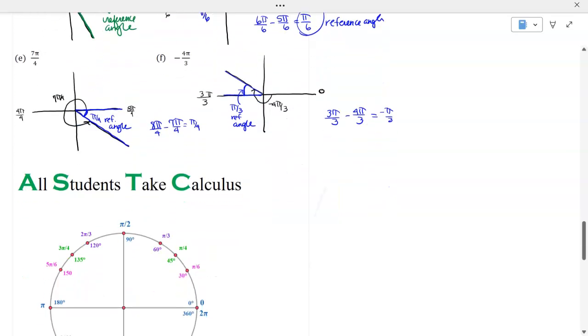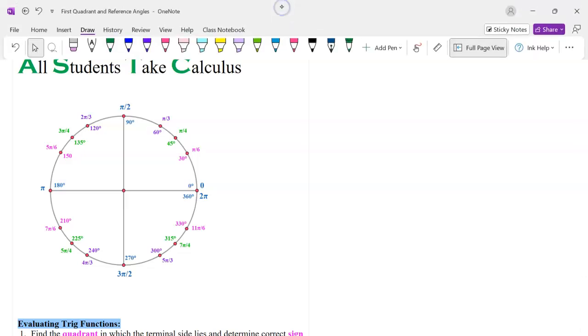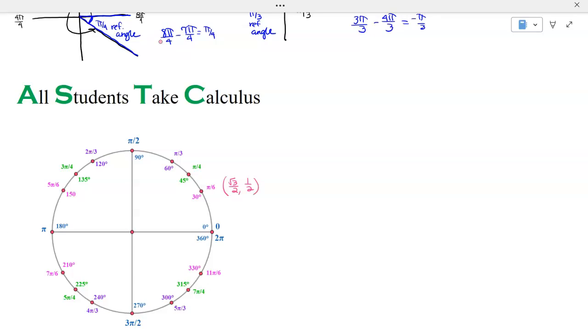Okay, so now we want to put this all together. And we've got this little acronym to help us figure it out. We already have found what the coordinates are in the first quadrant. We found the coordinates at pi over 6 to be the square root of 3 over 2, comma 1/2. And the coordinates at pi over 4 and 45 degrees to be the square root of 2 over 2 and square root of 2 over 2. And lastly, at 60 degrees, we found those coordinates to be 1/2, comma square root of 3 over 2.